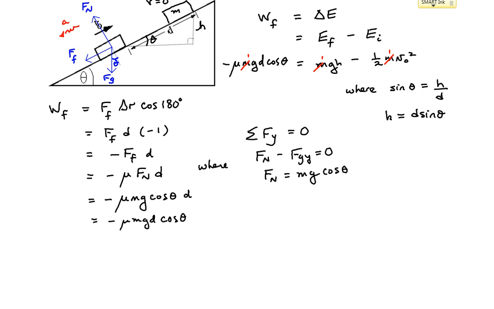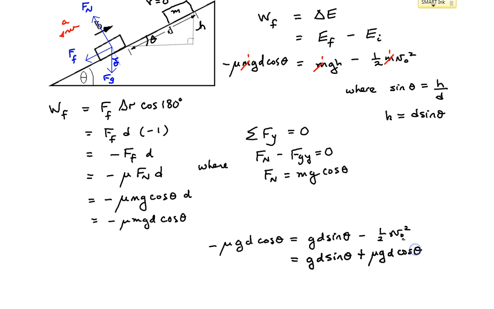So let me move down here where I have a little more room and rewrite this expression. I have negative mu g d cosine theta equals g times h, which we're going to replace with d sine theta, minus 1/2 v0 squared. We're trying to solve for d, and we have another d, so let's bring these two terms together on the right side. We have g d sine theta plus mu g d cosine theta, and let's put this term on the other side: 1/2 v0 squared.